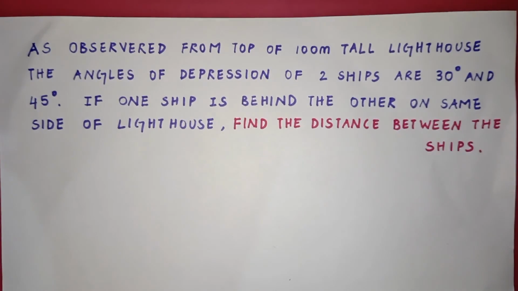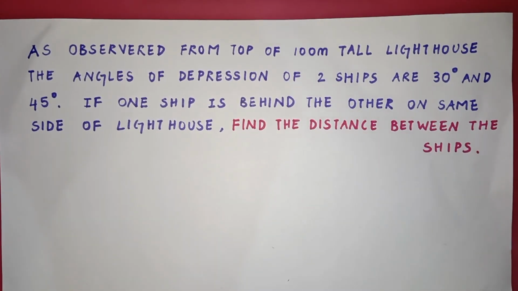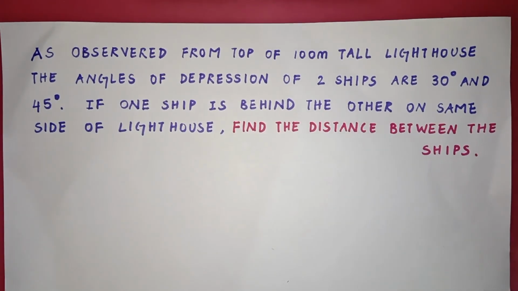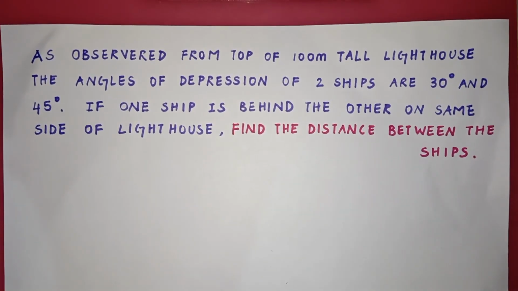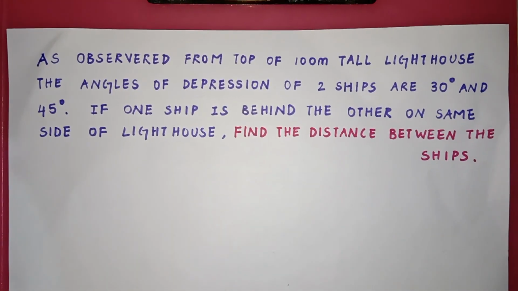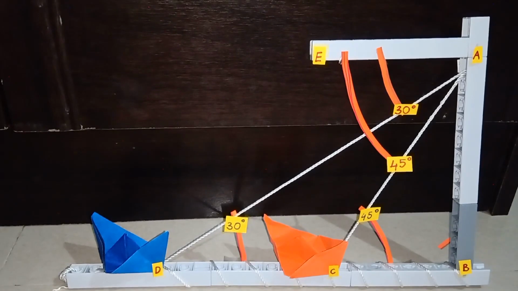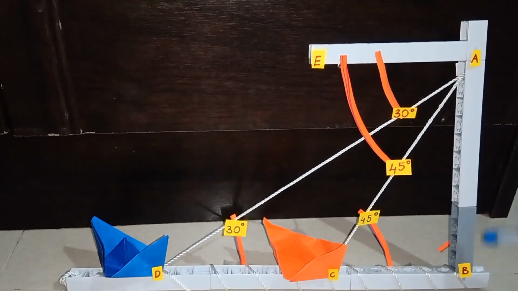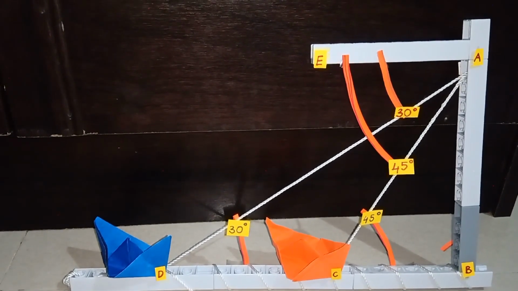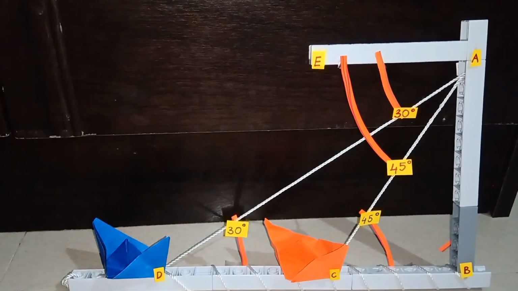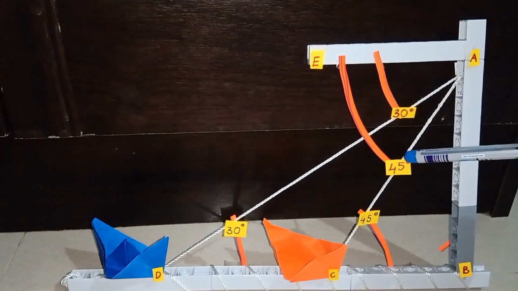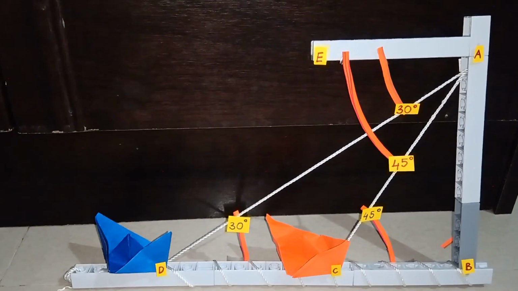As observed from the top of a 100-meter tall lighthouse, the angles of depression of two ships are 30 degrees and 45 degrees. If one ship is behind the other on the same side of the lighthouse, find the distance between the ships. Let AB be the lighthouse whose length is 100 meters. Let C and D be the two ships with angles of depression 45 degrees and 30 degrees respectively.